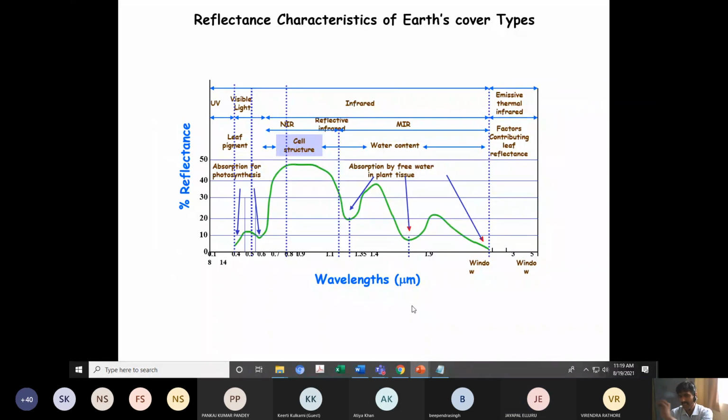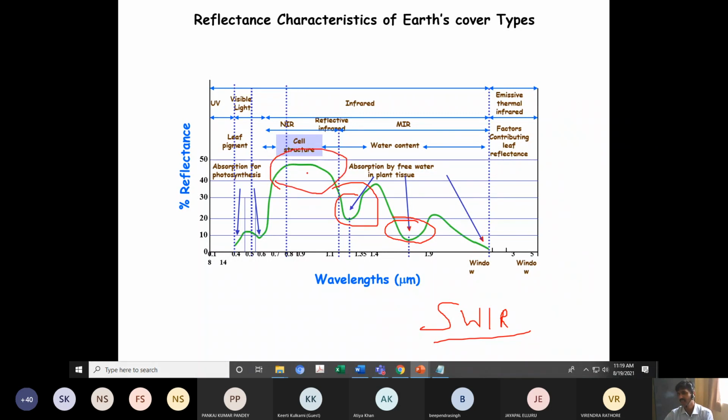If you are talking about the exact mechanism behind the reflectance, this picture will help you. In the green wavelength, the chlorophyll, the leaf pigment, plays a major role. In the NIR region, the cell structure plays a major role. And in the shortwave near infrared region, water content plays a role. If the leaf has water stress, what will happen? In the shortwave infrared band you will have more reflectance. So if the reflectance is less, the vegetation is healthy. If the reflectance is more, there is a water stress.